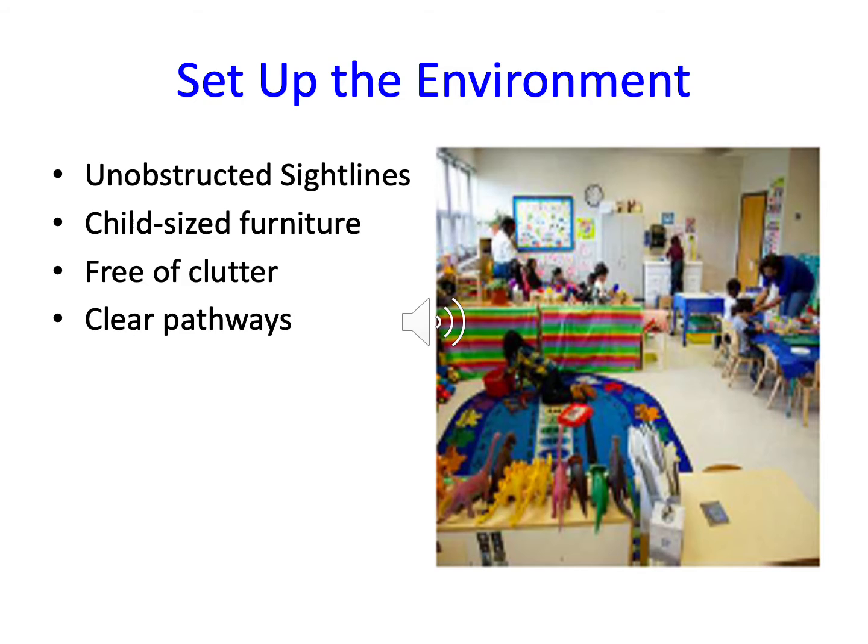The first strategy in active supervision is to set up the environment. Make sure that you have unobstructed sight lines, that when you're standing or sitting in your classroom, you have a full view of where your kids are. Want to make sure that you're using child-sized furniture. Make sure that the furniture is safe and not broken and is clean and sanitized daily.